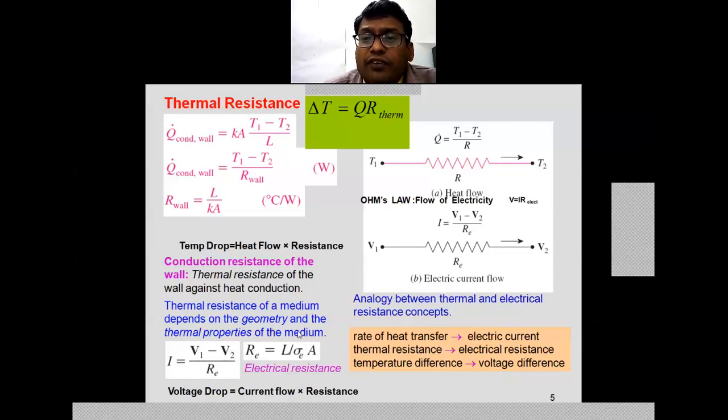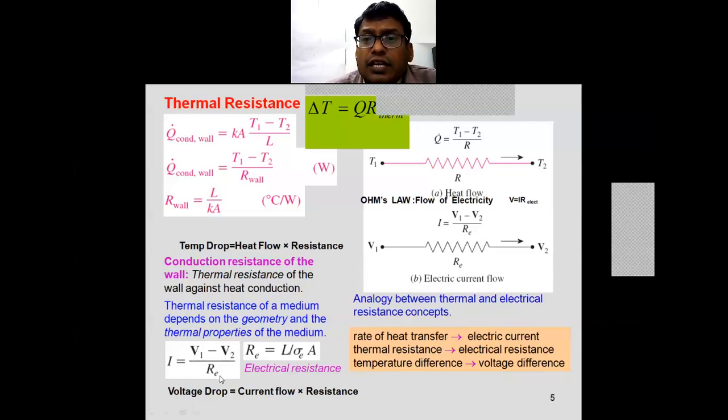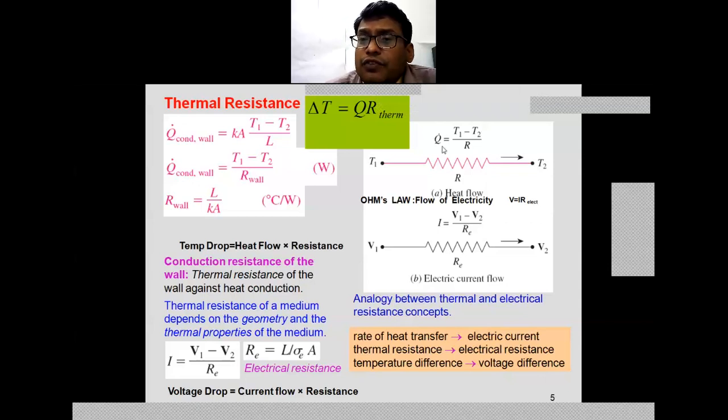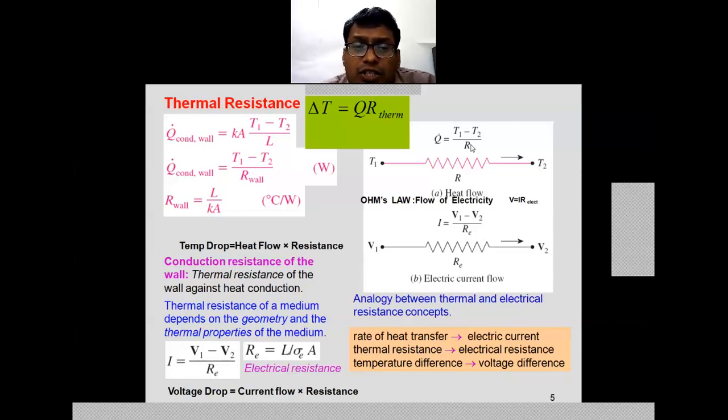That can be equated, giving the analogy between the thermal and the electrical resistance concepts. So I is equal to V1 minus V2 upon RE, the electrical resistance. Similarly, in heat conduction, the heat flow rate is equal to the temperature difference upon the resistance, that is the wall resistance, or you can say the thermal resistance. The conduction resistance of the wall is the thermal resistance of the wall against heat conduction, and the thermal resistance of the medium depends upon the geometry and the thermal properties of the medium.